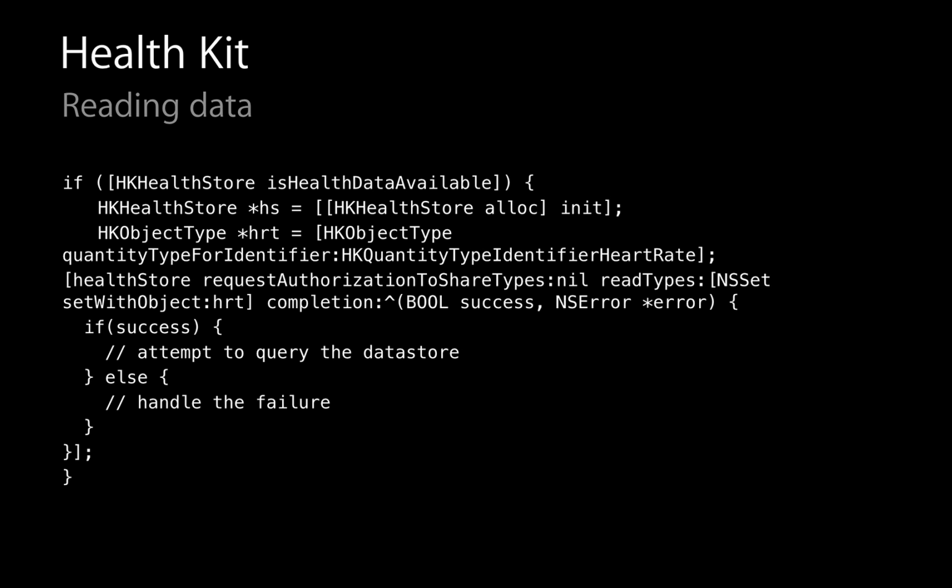Now, you can't check to see whether or not the user gave you access to read, or if there in fact is any data at all of that data type. That's part of the privacy design. So the success variable in the block actually indicates whether the user was prompted, not what the response of the user was. If the request was not successful, then the error, the NSError, will be populated.